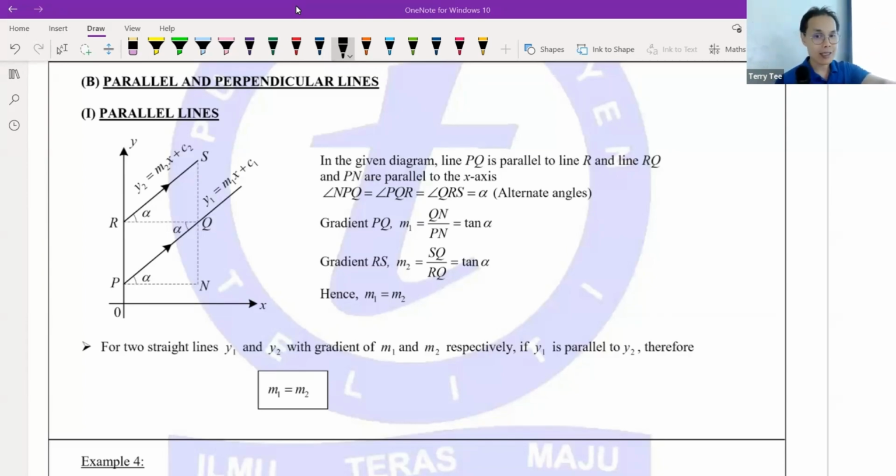Basically, gradient is your tangent, right? So therefore, your M1 equals M2. Okay, you know what I'm saying? When two lines are parallel, the gradients must equal each other. The gradient M1 must equal M2.